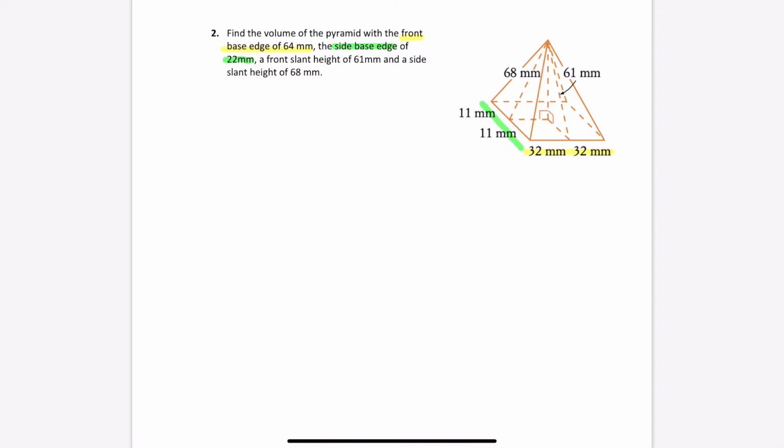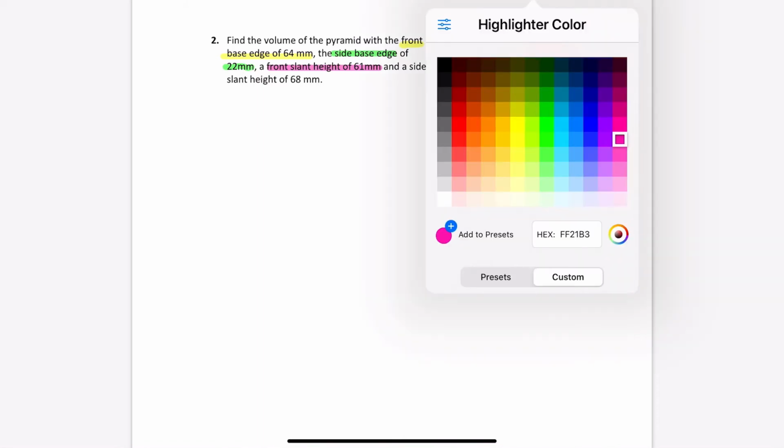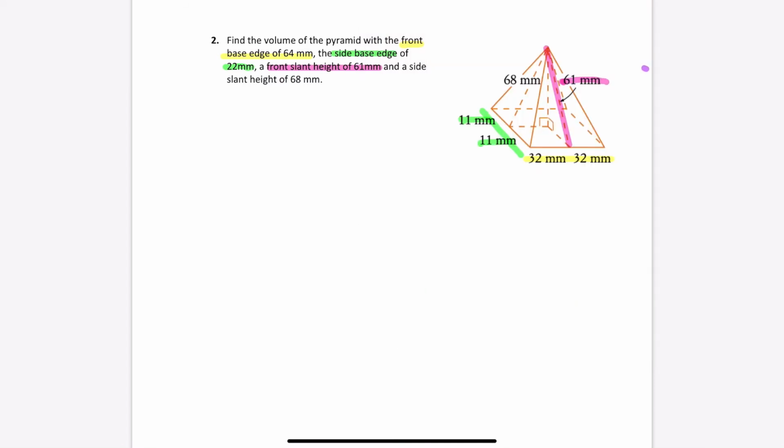Okay, it's broken it up into 11 millimeters and the other 11 millimeters for us, so that helps a lot. And then we've got a front slant height of 64 millimeters. So this slant height here is 61 millimeters. And then lastly, I'm going to highlight it in purple, we have the side slant height of 68. Okay, so side slant height of 68 is this part here.